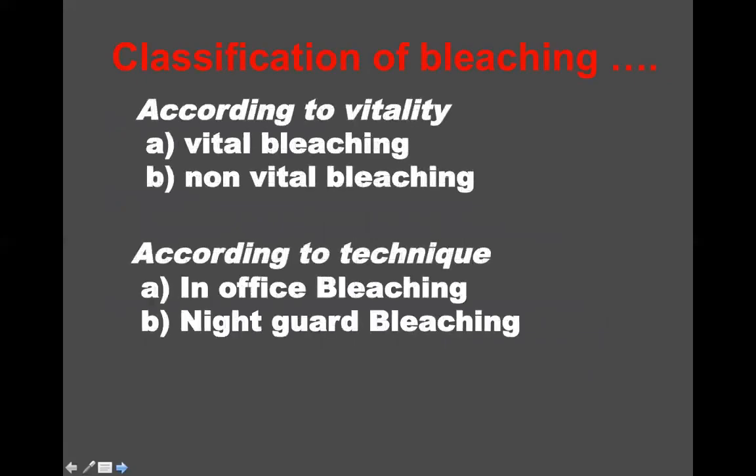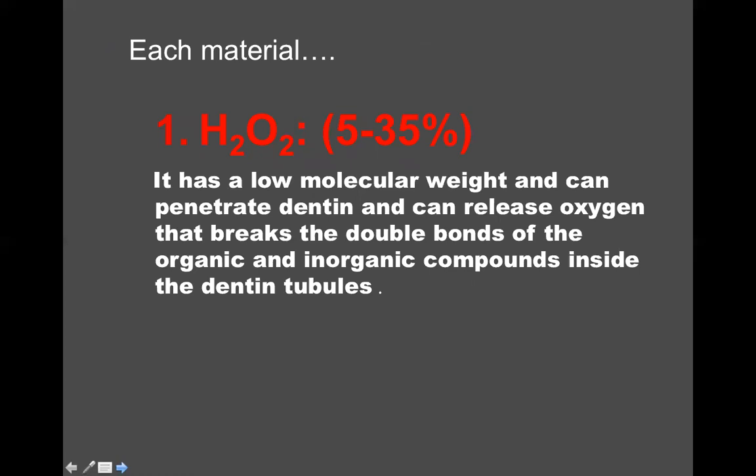Bleaching can be classified according to the vitality and according to the procedure, whether it is conducted at home by the patient or in the office by the doctor. If it is done on vital teeth, it is referred to as vital bleaching. When it is done on non-vital teeth, it is referred to as non-vital bleaching. If it is done in the office, it is referred to as in-office bleaching. And if it is done by the patient at home, it is referred to as night guard bleaching.